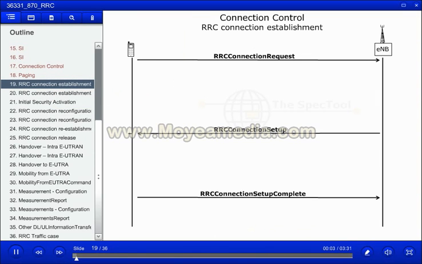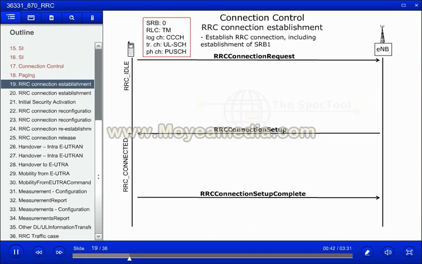The RRC connection establishment procedure involves exchange of 3 RRC messages. Through this procedure, the UE will change from RRC idle to RRC connected state, and the signaling radio bearer 1 will be established. The establishment procedure is initiated with the RRC connection request message sent from the UE to the eNode B. This message is delivered on signaling radio bearer 0.